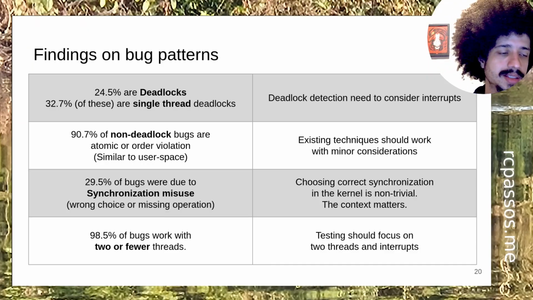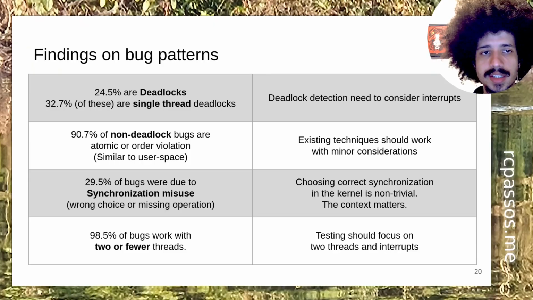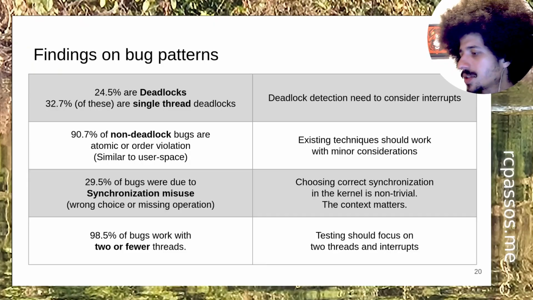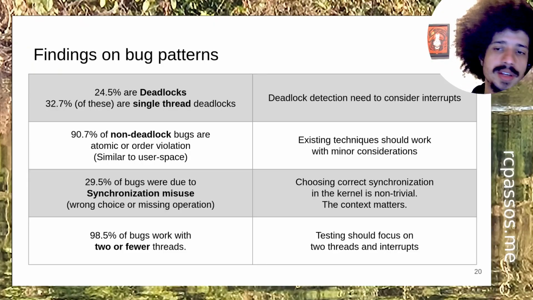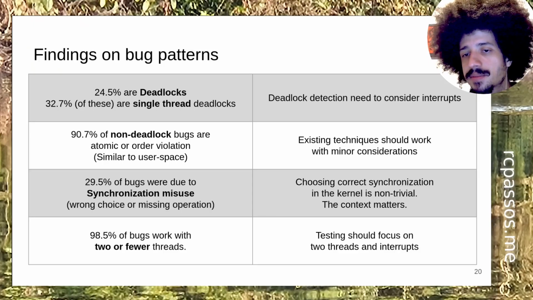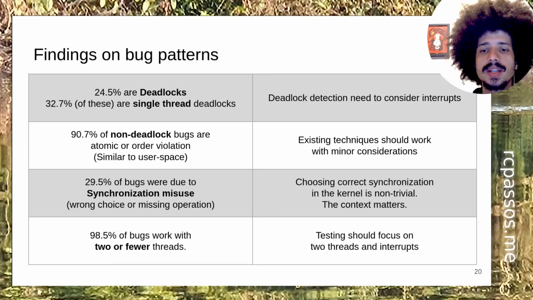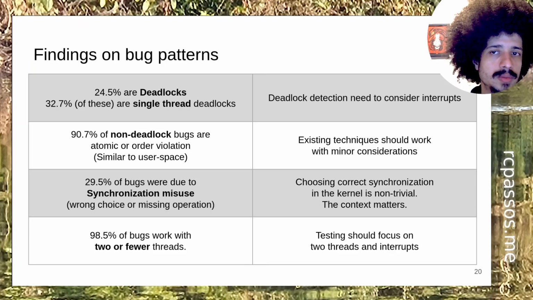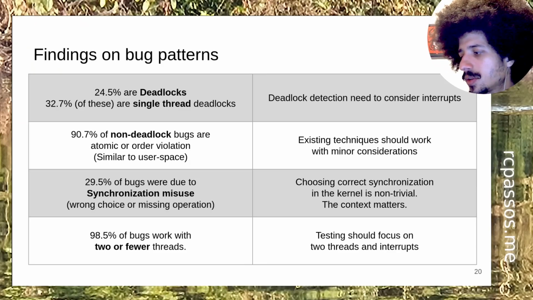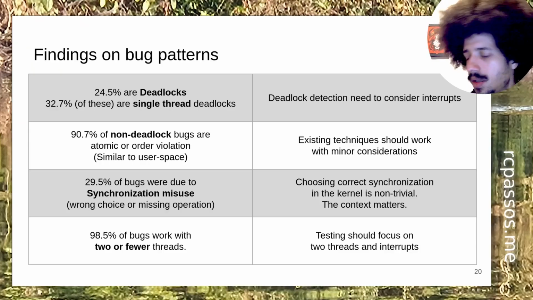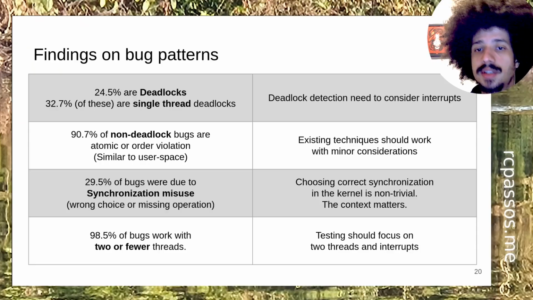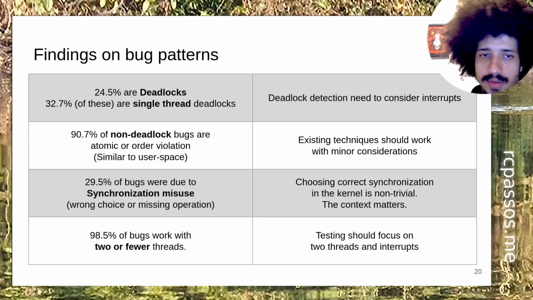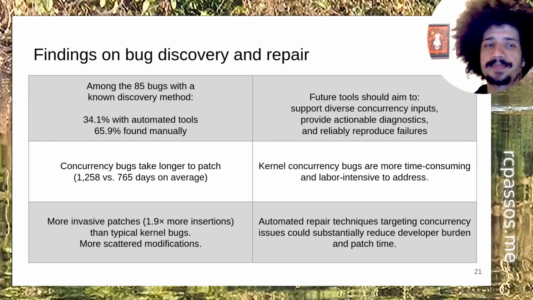This highlights that choosing the correct technique is hard. It depends on the subsystem. Maybe some developers have their preference, but the context matters a lot. Lastly, 98.5% of the bugs happen on 2 or fewer threads. This means that while it's possible for bugs to depend on 3 or more threads, this is an insignificant value. We should focus on looking at 2 or fewer threads.